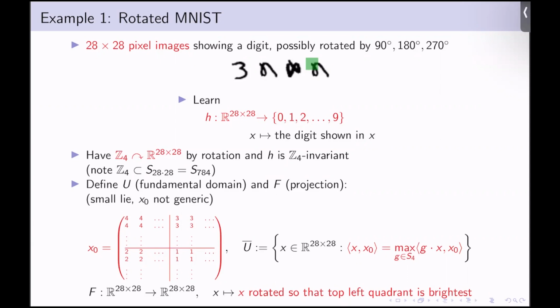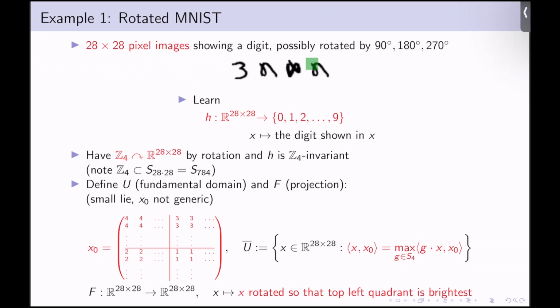So if you choose this matrix x0, so it's 14 by 14 blocks, 4 of them, starting with 4 on the top left, ending with 1 on the bottom right, then the set U, or the closure of U, as it was defined on the previous page, is exactly the set of all x's which maximize the inner product with this x0. And these angle brackets are the inner product on R^(28 by 28). So if you have two matrices, the inner product is just multiply all the entries and sum them up.